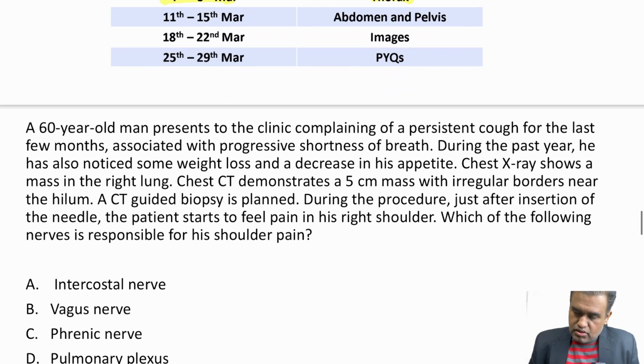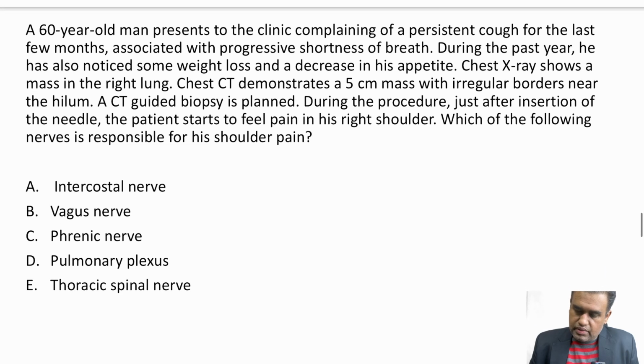We enter the month of thorax and here let's start this question over here. A 60-year-old man presents to the clinic complaining of persistent cough for the last few months, associated with a progressive shortness of breath. During the past year, he has also noticed some weight loss and decrease in his appetite. Chest X-ray shows a mass in the right lung. CT demonstrates a 5 cm mass with irregular borders near the hilum.